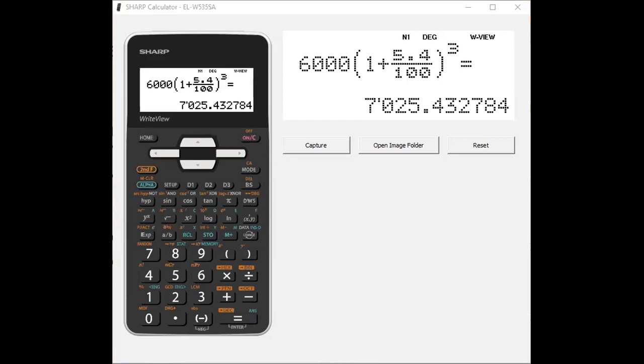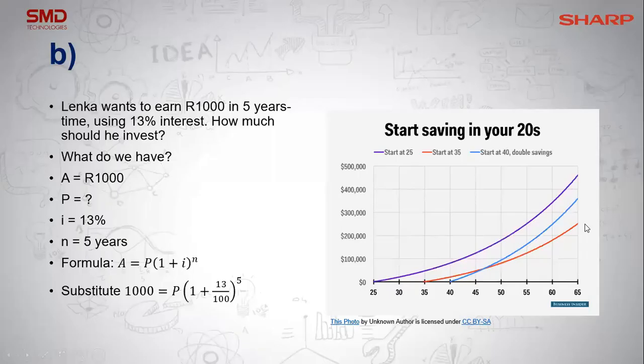Alrighty. So from here, we can look at your second example. Lenka wants to earn 1,000 Rand in 5 years' time, using 13% interest. How much should he invest? Sorry, I see there's another question. No worries, Yanda. Okay, so we want 1,000 Rand in 5 years' time. In other words, our final amount must be 1,000 Rand. Okay, and then of course our interest rate is 13% and our N is 5 years. So there's our formula, we substitute it in, and now we're looking at P.